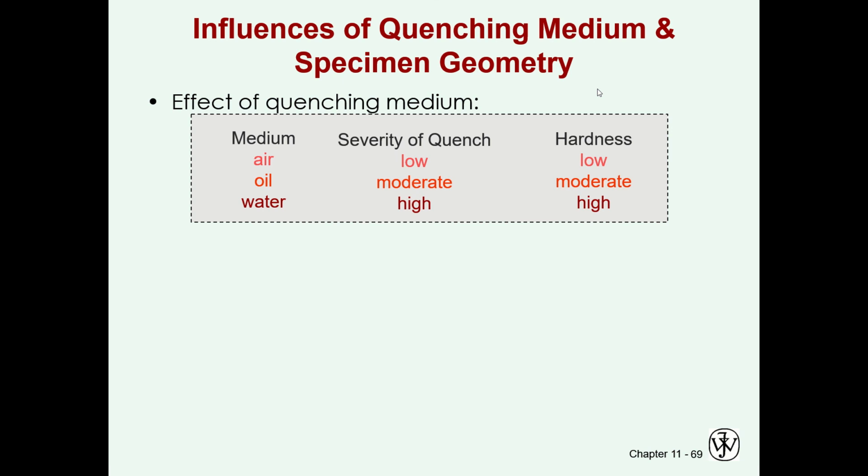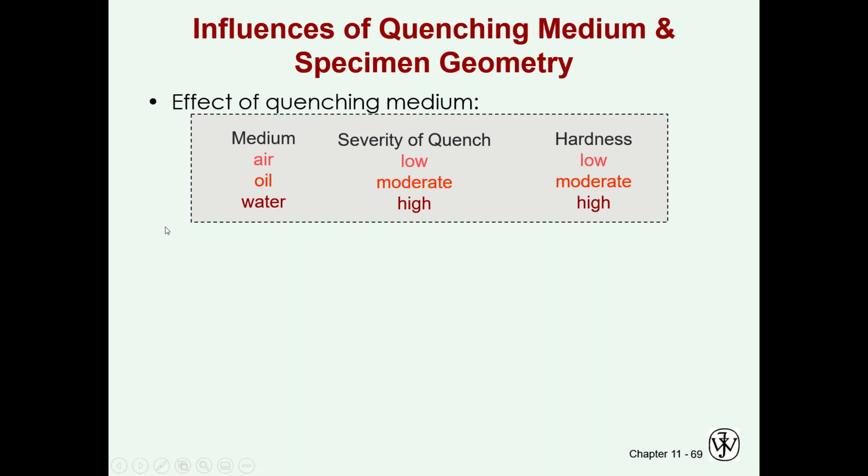So the effect on hardness when we use air is quite slow. So what's a good quenching medium is water, because when we use water, you have a high quenching rate and the hardness we get is very high. So what this means is that we heat the metal and then we quench it to make it strong. I'm going to give you an example later.